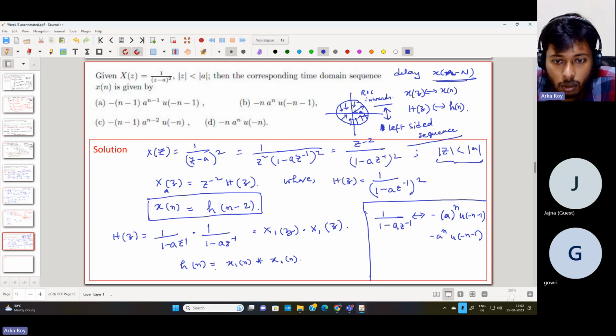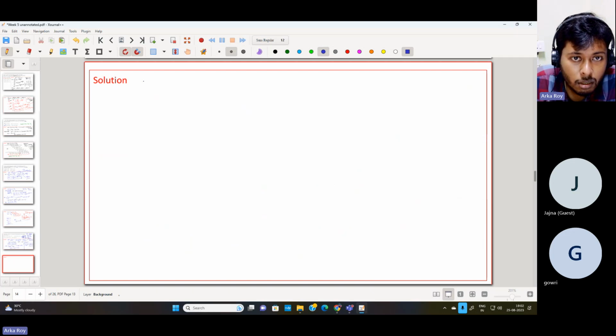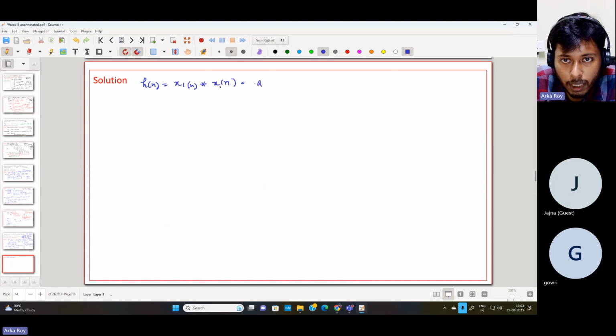Now I need to take the convolution between these two particular sequences. So let me go to the next page. h of n is equal to x1 of n convolved with x1 of n. So this will be minus a to the power n u of minus n minus 1, convolved with minus a to the power n u of minus n minus 1.